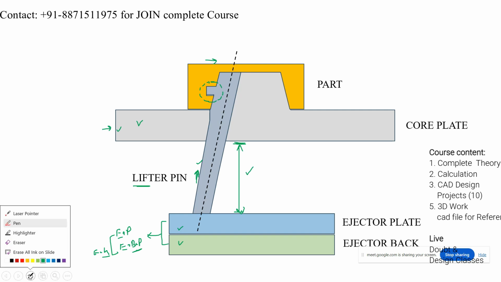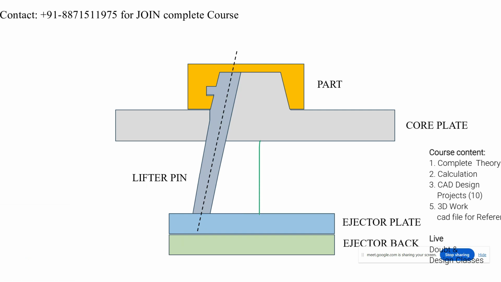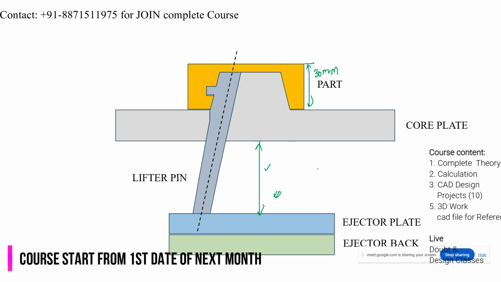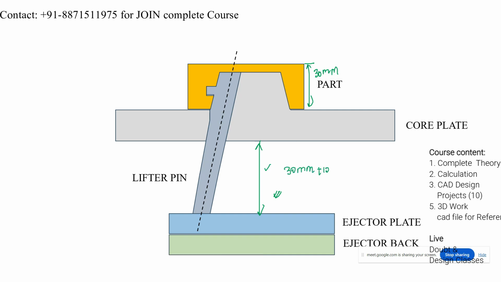Now see here. We can calculate this distance with this ejection stroke by preparing the mold base. How? It depends on the height of the part. For example, if the component height is about 30 mm, what distance can we take for this? 30 plus clearance. So 30 plus 10 mm I can take, right?